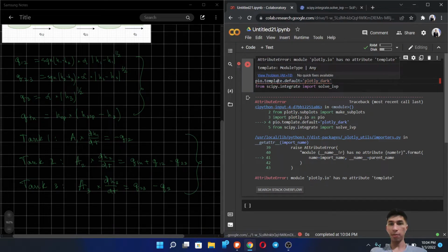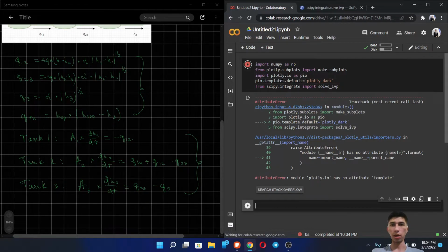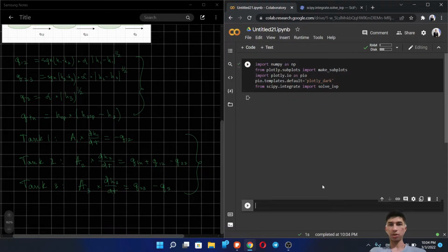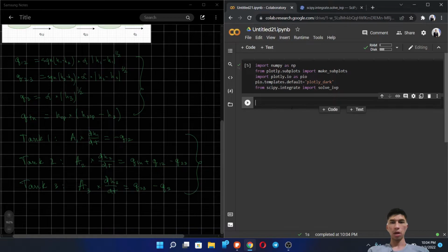Oh, it was templates. I think it was templates, right? Yes. So now it's working.